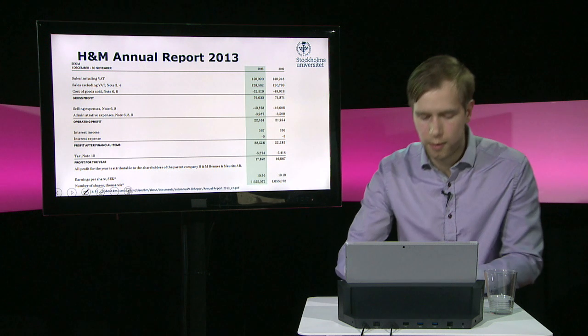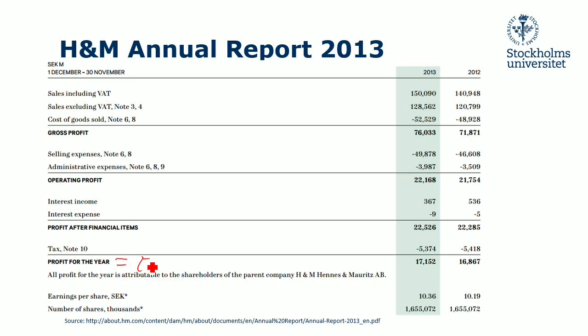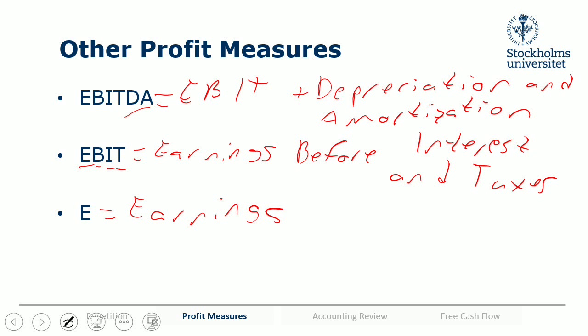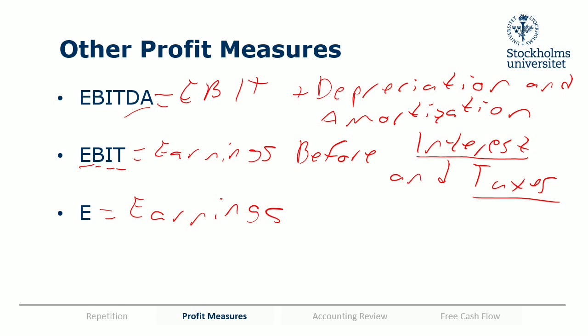So this was the annual report for H&M. Then we said that we had earnings that corresponds to the profit for the year in this report. Then we said that we should have something called EBIT, and that was before interest and taxes. If we go back, then EBIT was earnings before interest and taxes. So we need to move, it's before the tax note and it's before the interest income and interest expense. So EBIT in this case would correspond to the operating profit. And then the EBITDA would be plus depreciation and amortization.